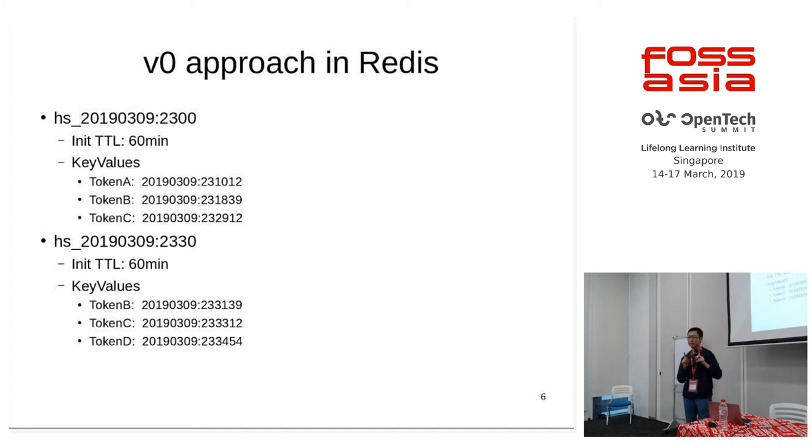But this approach has a problem: we are unable to tell the number of active access tokens in our server. Another problem is that a key-value pair in Redis has a much higher memory footprint than a hash set. So we use a hash set instead of key-value to store such access tokens in Redis.